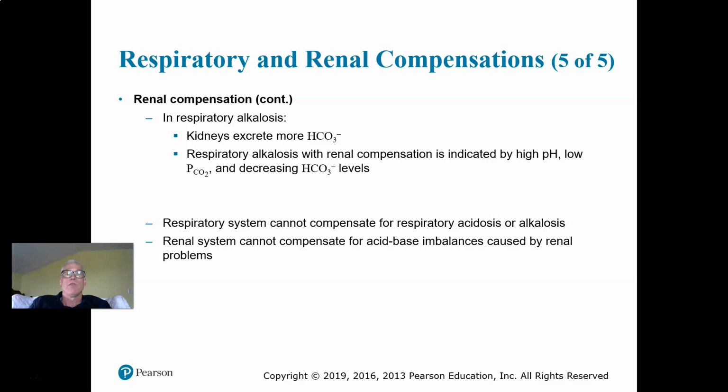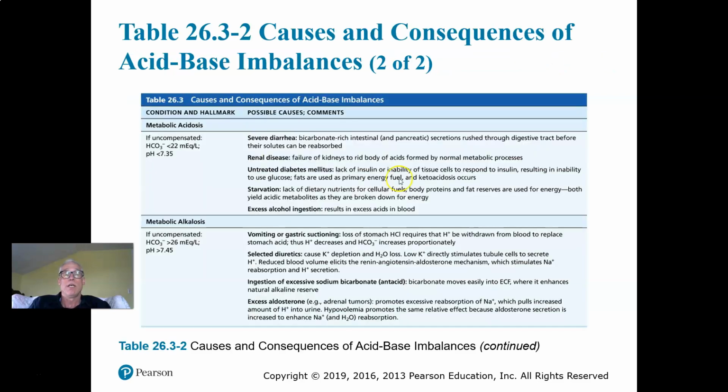Finally, renal compensation for a respiratory alkalosis. Again, this is not a long-lasting, long-term clinical problem. It's caused by hyperventilation typically, but the kidneys will respond by excreting more bicarbonate ion to try to right the ship, get the pH back where it should be. So we'll see an alkaline pH and a lower than normal partial pressure of CO2. So that way we can quickly diagnose the type of respiratory or pH imbalance that we see.